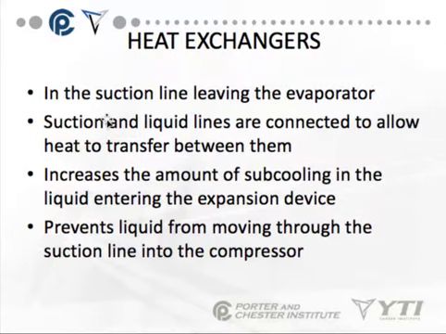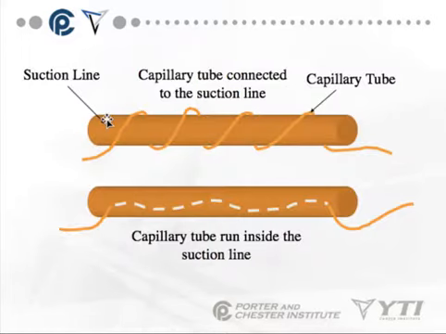Sometimes you'll find, especially on newer systems, that there are now heat exchangers installed. You'll see these very often in restaurant, hotel, or supermarket refrigeration systems. They're installed in the suction line leaving the evaporator. Suction and liquid lines are connected to allow heat to transfer between them. This increases the amount of subcooling in the liquid entering the expansion device. It prevents liquid from moving through the suction line into the compressor.